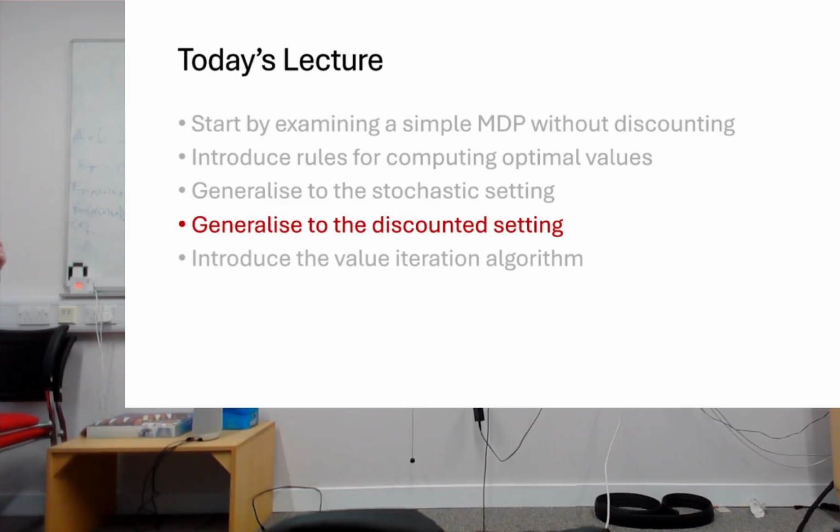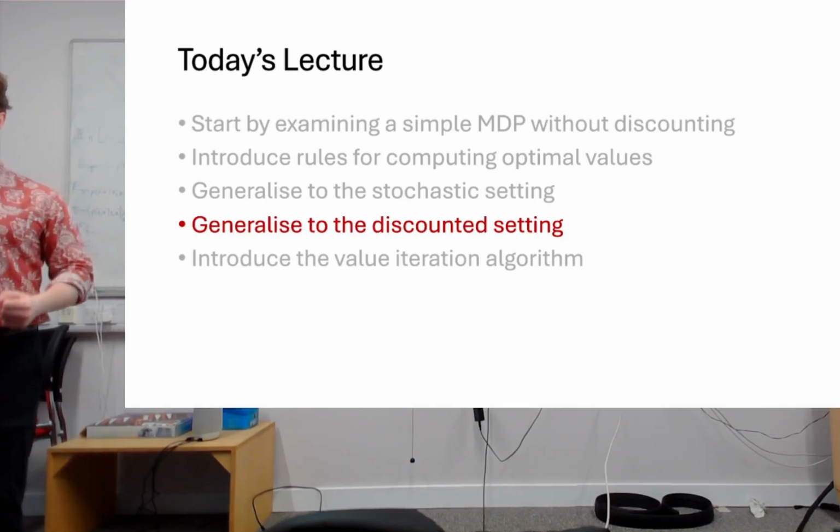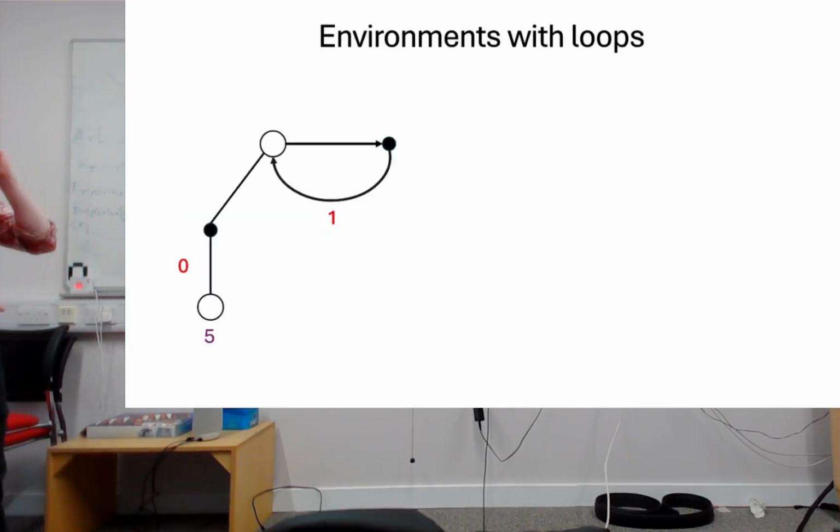Okay, so we've generalized to the stochastic setting. Now we just need to generalize to the discounted setting. So I introduced this idea slightly earlier. But what happens when our MDP has loops? This is actually extremely common. It's very common to be in an environment where you can do a sequence of things and end up back where you started, right? If you're a mouse running around a maze and you do up, down, left, right in sequence, you will end up back where you start, right? So what are we going to do when an environment has loops?